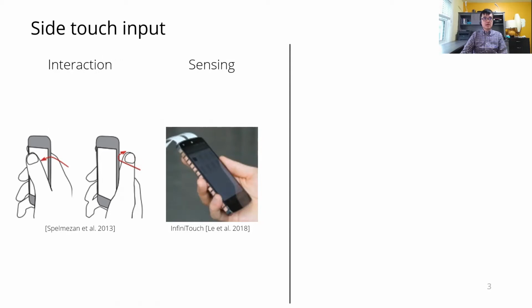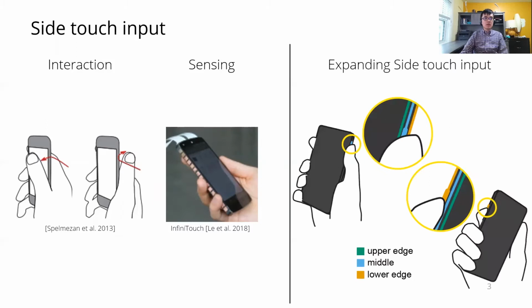For interaction, Spelmazen extended the power button into supporting 6 gestures. For sensing, Infinite Touch used one-dimensional capacitive sensors to detect touch input on 3 sides of the phone. We combine and extend previous works by studying reachability around the sides and investigating a more expressive two-dimensional side input space.